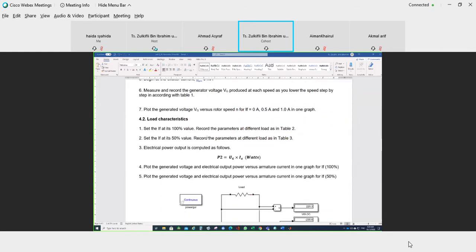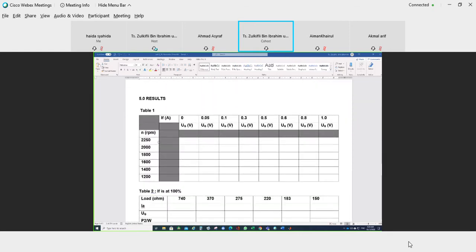Alright, so ini curve dia. You start from 2250 and then goes down until your speed 1200. So this is your IF. So this is your generator voltage. So you have to record bila your IF is equal to this value. Then kamu hanya perlu plot this one saja dah, tak perlu semua. Alright, 3 saja. That's for the first part.